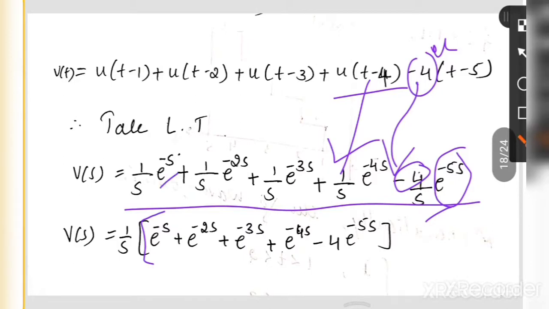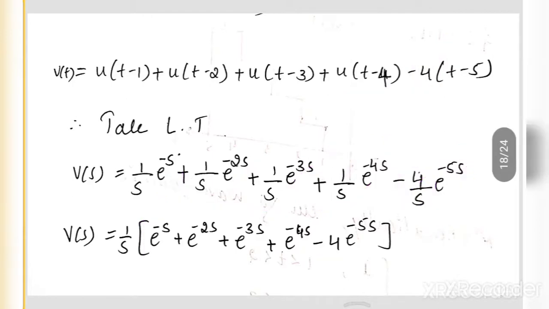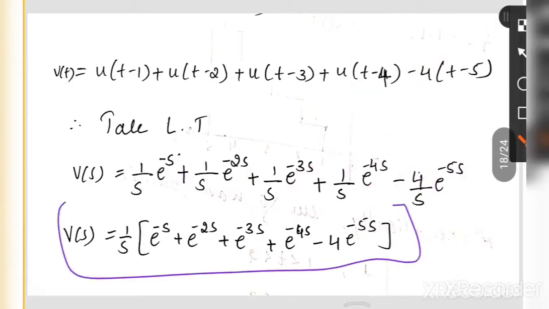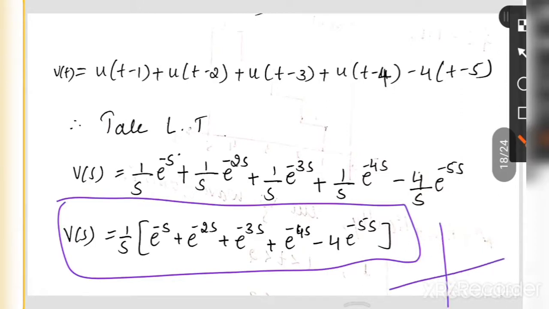All magnitude and time delays will be inside. That is e raised to minus 1s, minus 2s, minus 3s, minus 4s, minus 4 into e raised to minus 5s. Now this is our voltage in the form of v of s. This is the Laplace transformation of the staircase. Now we have got a v of s.